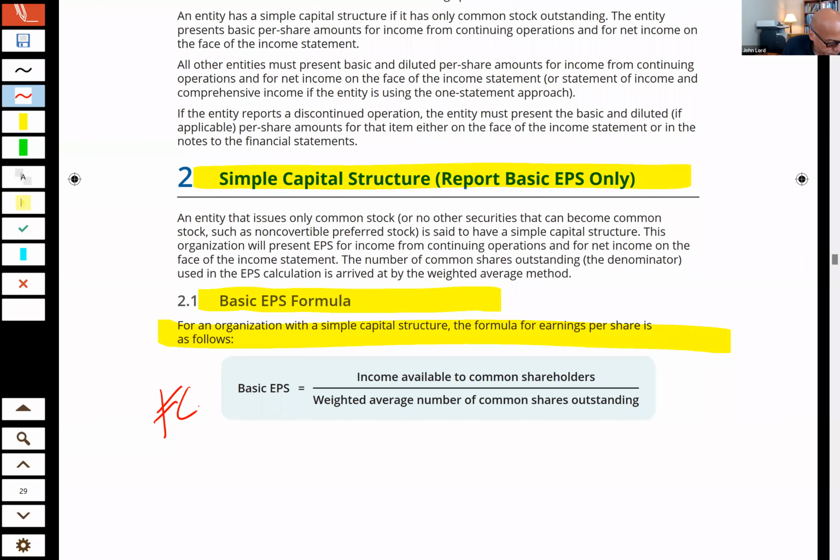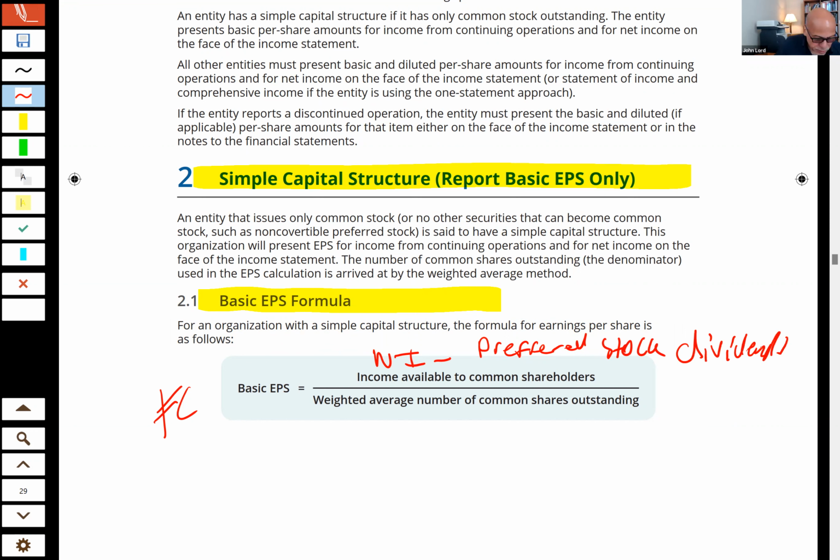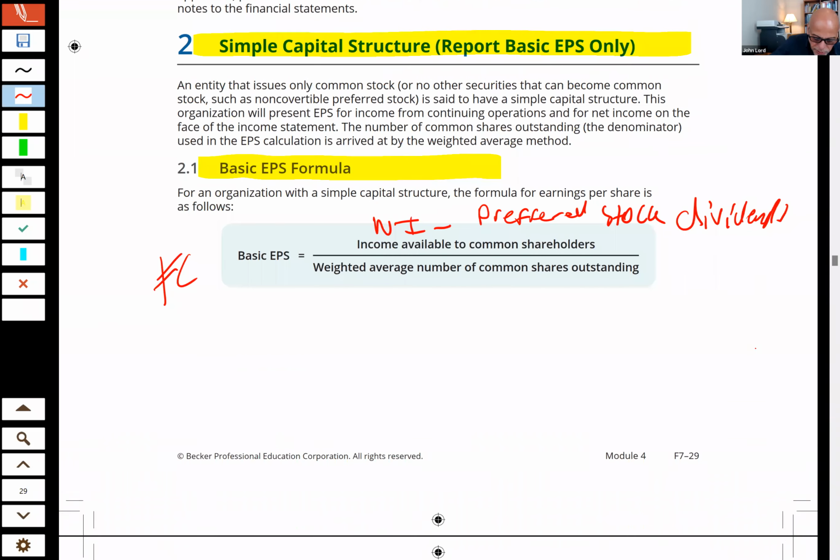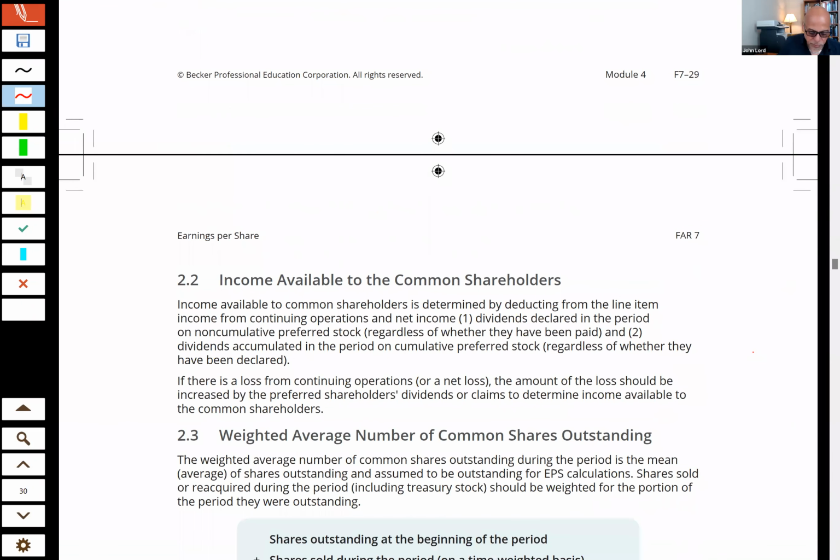Now, income available to common shareholders, okay? And that's going to be net income minus any preferred stock dividends. Okay, and then you'd have that weighted average number of shares. Now you can see that on the next page, they go ahead and they start to define a little bit better income available to common shareholders.